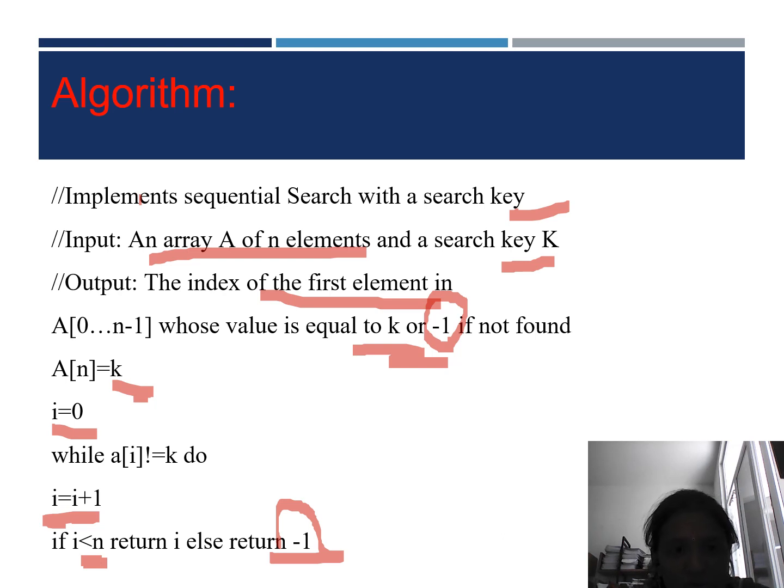and the first index value I is equal to 0. We have to check from the starting position. So while A of I is not equal to k, we have to increment, or else we have to return the index value. If not found, we return -1.